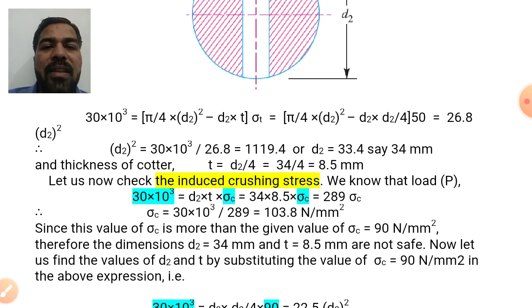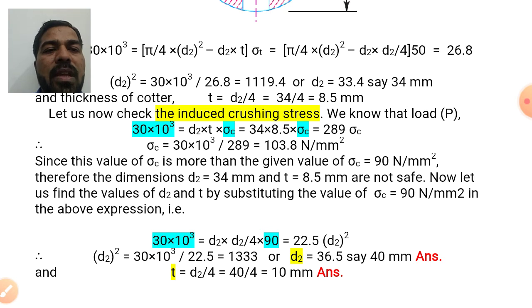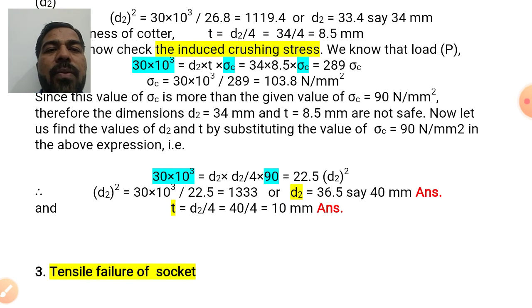Now, let us find the values of d2 and t by substituting sigma c equal to 90 Newton per mm square in the above expression. So 30 into 10 to the power 3 is equal to d2 into d2 by 4 into 90. So we will obtain the diameter d2 is equal to 36.5. According to standardization, we can say d2 is equal to 40 mm and thickness t is equal to d2 by 4, which is equal to 10 mm.